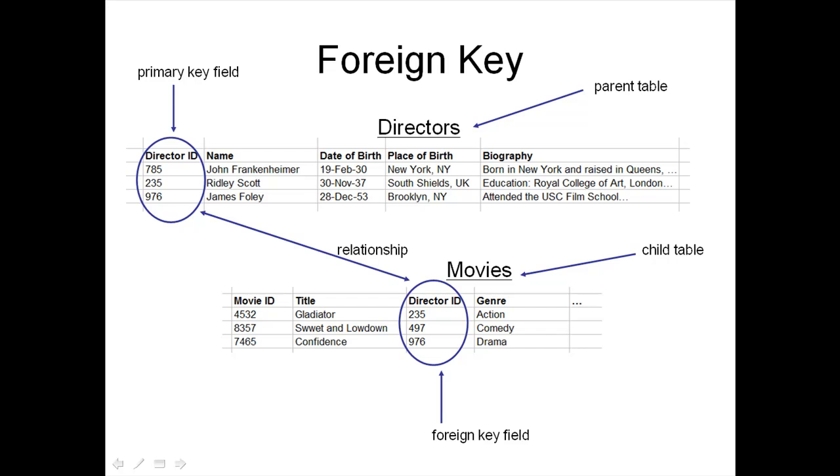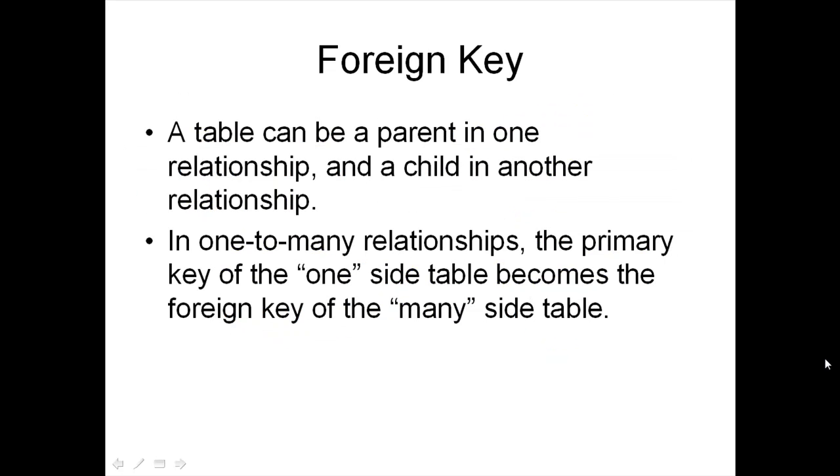In this sense, it's possible to think of a relationship as a linkage between the primary key field of table A with a non-primary key field of table B. The table on the primary key field side is called a parent table, and the table on the foreign key field side is called a child table. Being a parent table or a child table is a relative concept, so a table can be a parent in one relationship and a child in another relationship.